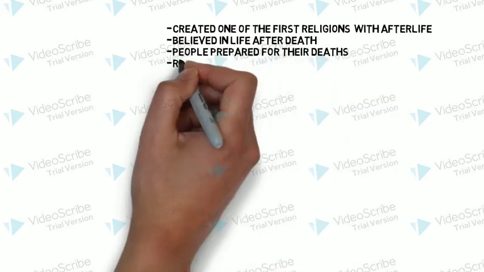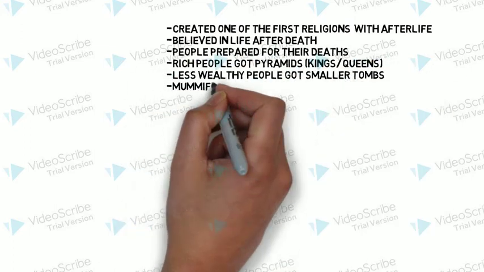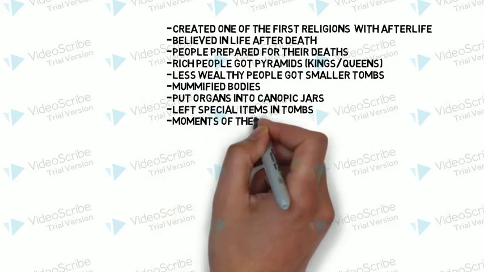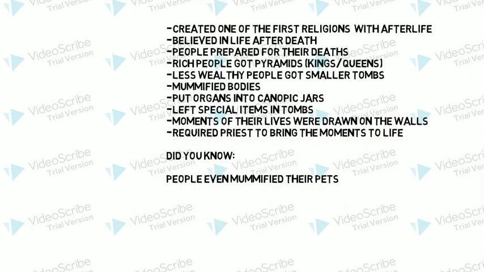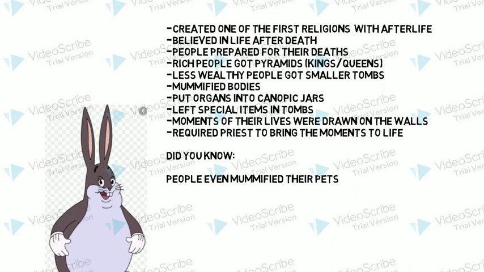Ancient Egyptian civilization created one of the first religions with an afterlife. They even prepared for their deaths. Can you imagine? Rich people got pyramids prepared for them, such as kings and queens.